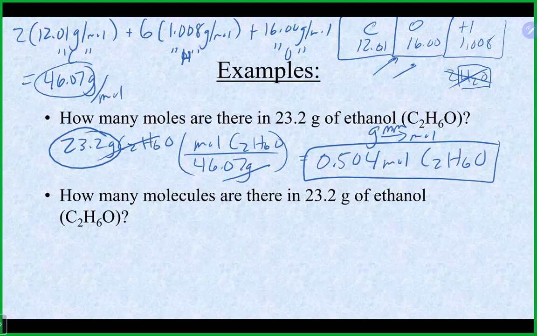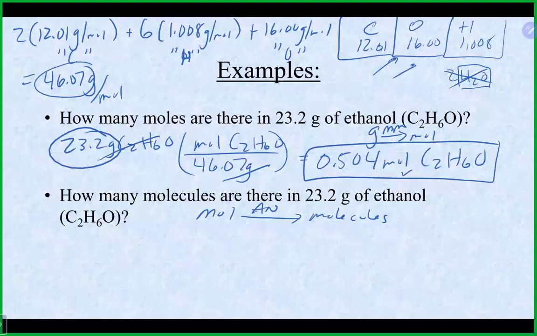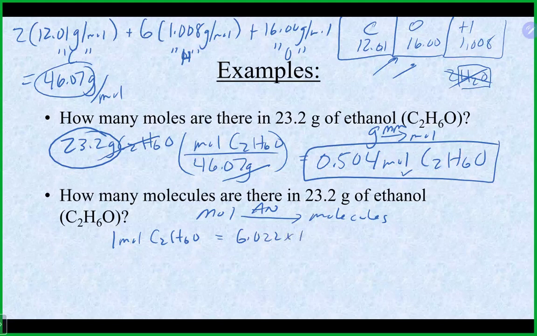So in this case, since we actually have moles from the previous step, we really are just going to go from moles to molecules in this case. And once again, it is Avogadro's number that's going to sort of allow us to do that. So in 1 mole of ethanol, there would be 6.022 times 10 to the 23 molecules of ethanol. And again, that's going to serve as our conversion factor.